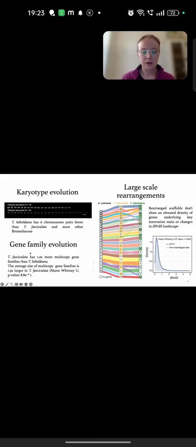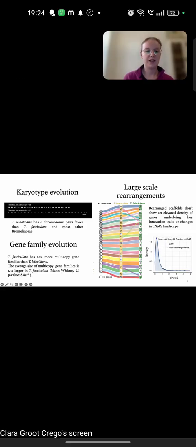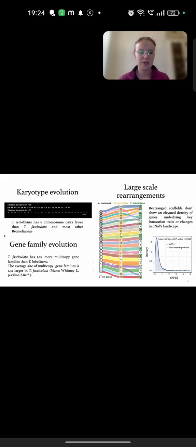And based on Marie-Laure de la Harpe's work, we were very interested in gene family evolution as well, and we did see that the rate of gene family evolution was different between the 2 species, because fasciculata, the CAM plant, tends to have about 20% more multi-copy gene families than laeboldiana, and also these are larger in general than in laeboldiana. But so far, I've not really linked anything back to CAM photosynthesis.